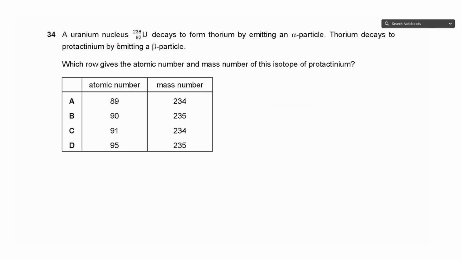Question 34 says a uranium nucleus decays to form thorium by emitting an alpha particle. Thorium decays to protactinium by emitting a beta particle. Which row gives the atomic number and mass number of this isotope of protactinium? So first, the nucleon number due to the alpha particles decreases by 4, so from 238 to 234, and the beta particle does not affect the nucleon number. As for the proton number here, the alpha decreases it by 2, so from 92 to 90, but the beta particle increases the proton number by 1, so from 90 to 91. So the answer here is C.